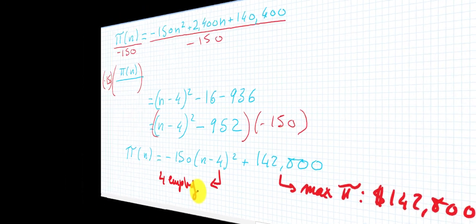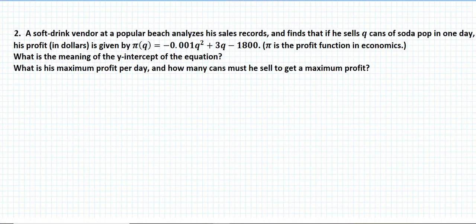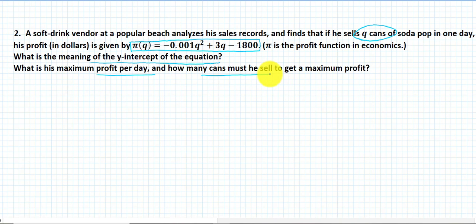Let's go over the second example. So this problem is about a soft drink vendor at a beach. And after analyzing his sales records, he finds that if he sells Q cans of soda in 1 day, his profit, so that's a profit per day, would be given by this equation. What is the meaning of the y-intercept? And what is the maximum profit and how many cans of soda must be sold every day to maximize the profit? All right, let's answer the question.